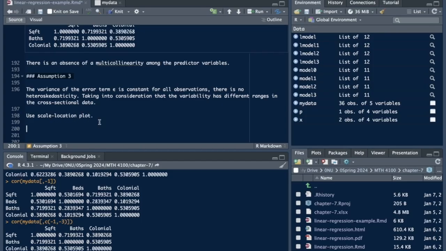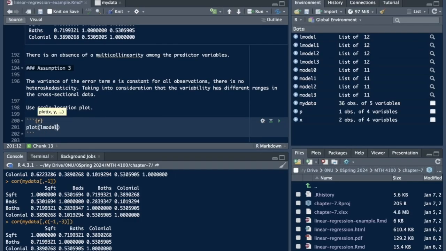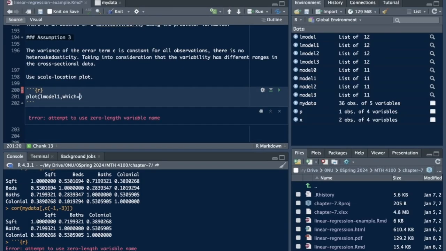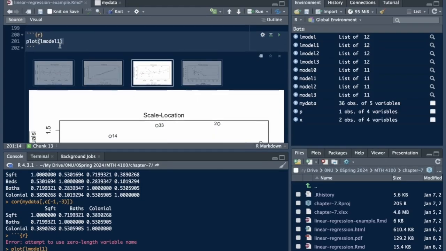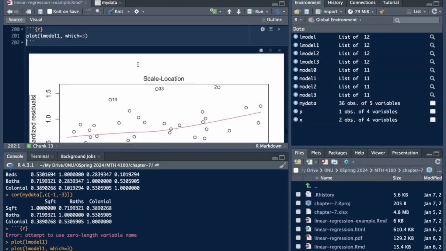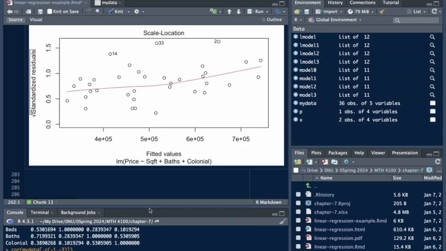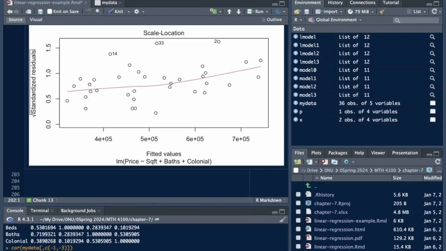In the scale-location plot, the x-axis. Let me first just show you the plot. It's in our model. Do you remember the four charts? It's one of them, the third one. So this is which equal 3. What's the problem here? Let's delete this. Model 1. I don't know what's the problem. Maybe I misspelled it. Here we go. So this is the scale-location plot. Let me take this down a little bit. The x-axis typically represents the fitted values, or the predicted values, and these are from the regression model.